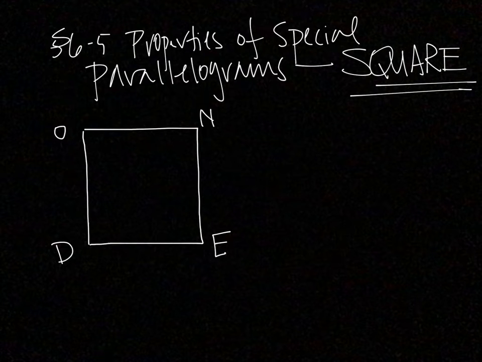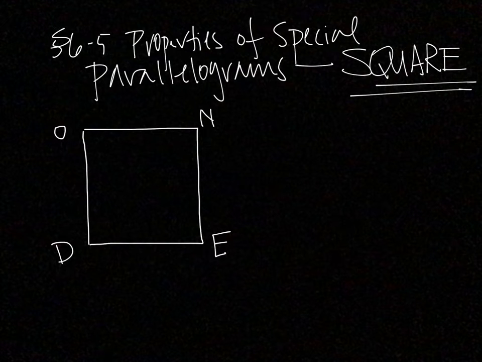So if you want opposite sides congruent, square. If you want all sides congruent, square. Diagonals that are perpendicular bisectors, square. Opposite angles congruent and right angles, square. Opposite angles bisected, square. It's everything. Congruent right isosceles triangles, square. Everything that you want to have happen happens in a square.